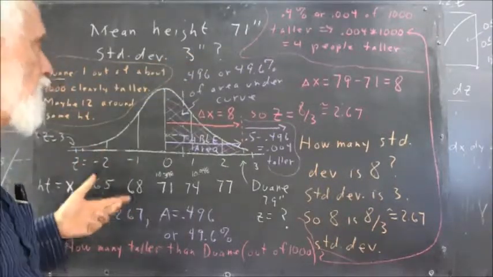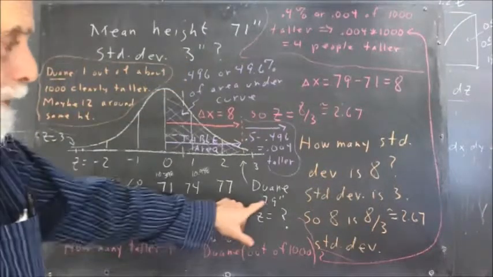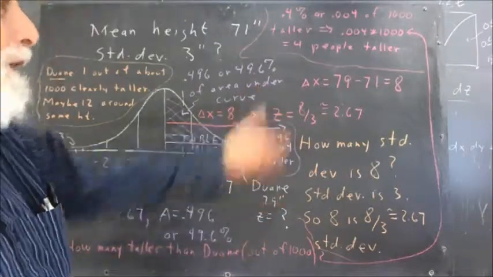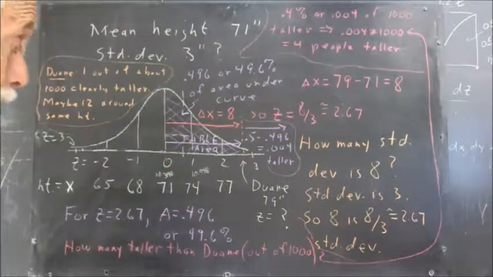So if the standard deviation is 3 inches and the mean is 69 inches, that promotes Duane up into a little higher z-score, which means there'll be even fewer people taller than Duane. So maybe that one person was a realistic estimate.